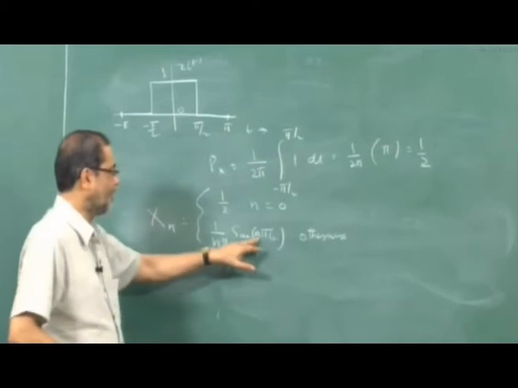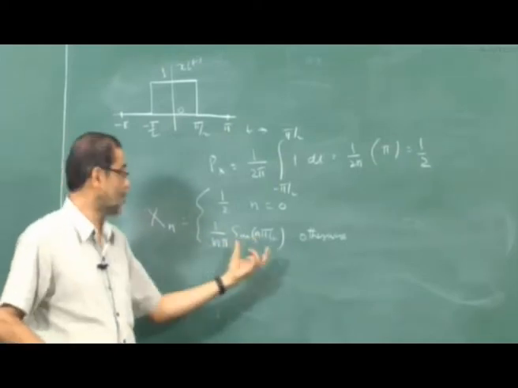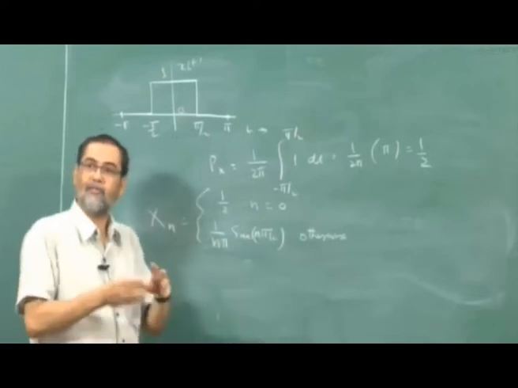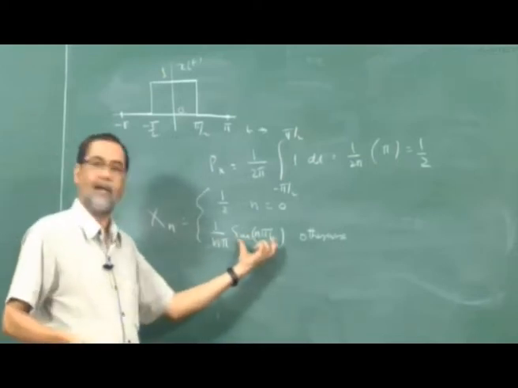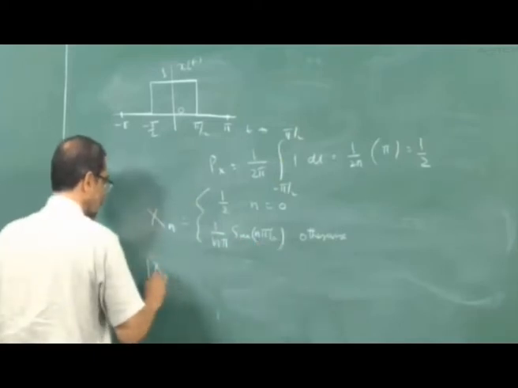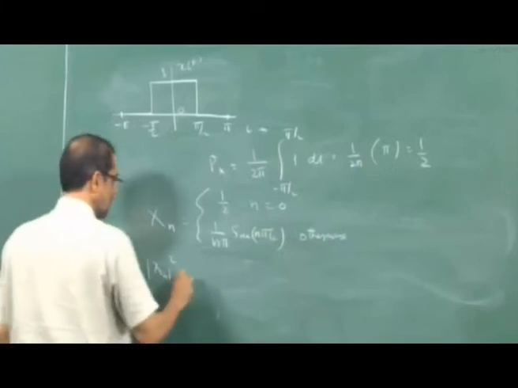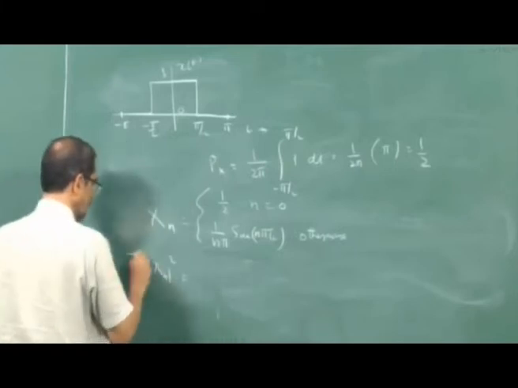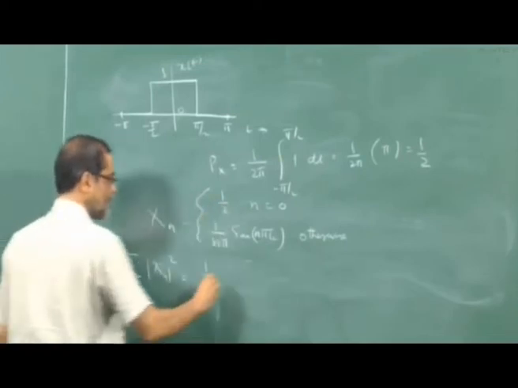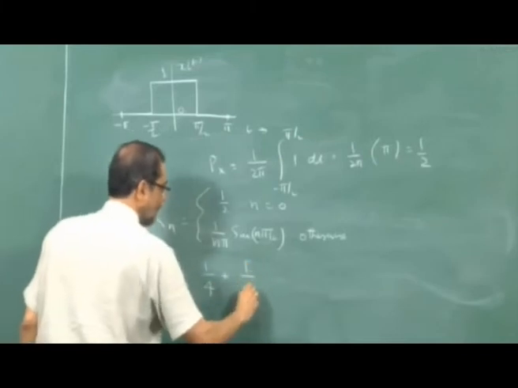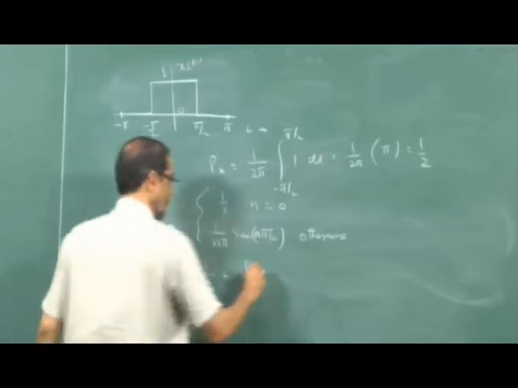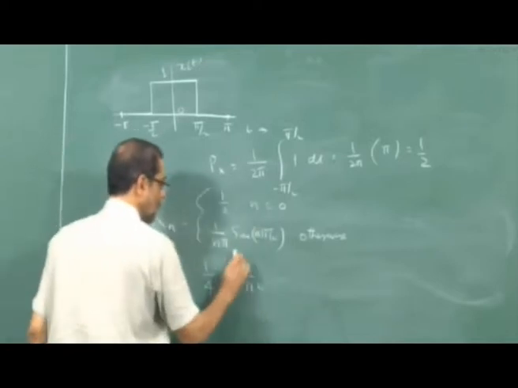So I said that whenever n is even, this goes to 0: n equals 2 goes to 0, 4 goes to 0, so it is only defined for odd values, and for all of them it is either plus 1 or minus 1. So if you tell me what is the summation of xn square, it will be 1/4, because x0 square is this, plus 1 by pi square for n equal to 1, this is plus 1, and minus 1 will be 2 by pi square.